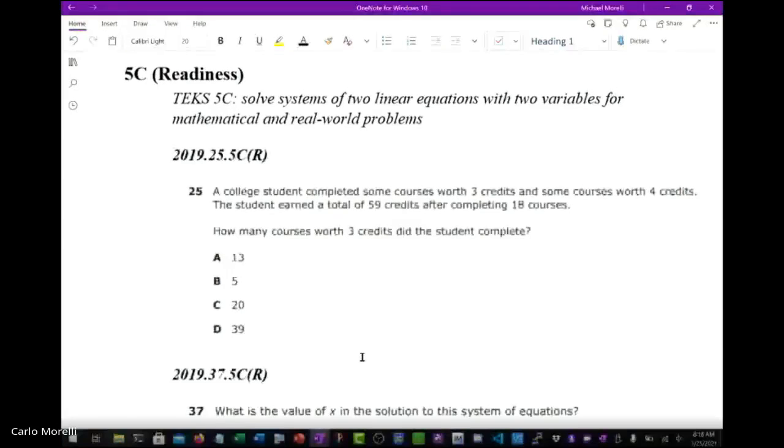The college student completed some courses worth 3 credits, and some courses worth 4 credits. The student earned a total of 59 credits after completing 18 courses. How many courses worth 3 credits did the student complete?